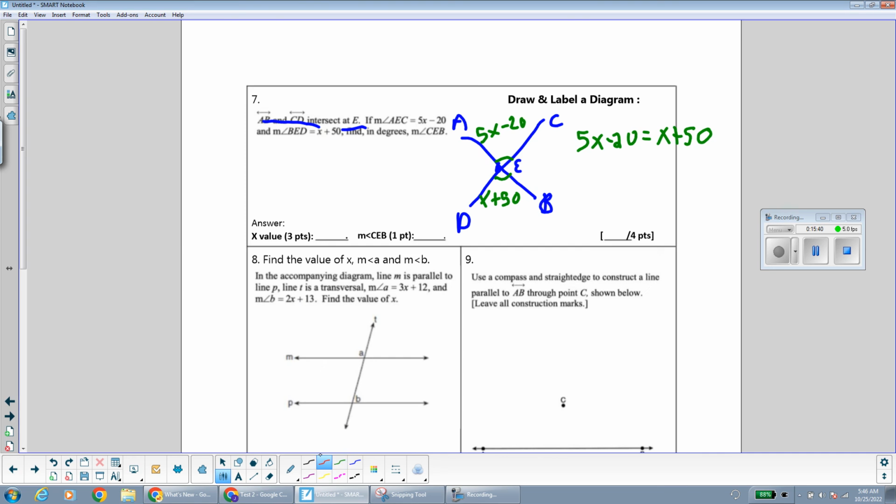A lot of people need work on solving equations. Let me get the x's in one spot, opposite operations. It's positive x, I'm going to subtract it. 4x minus 20 is equal to 50. Since this is a minus 20, I'm going to plus 20 to both sides of the equation.